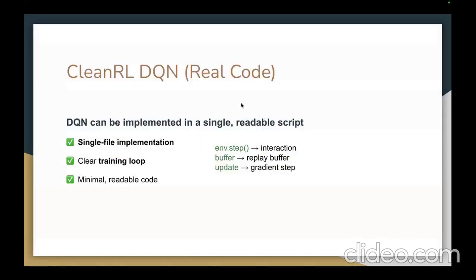This can be implemented in CleanRL DQN, and all of you can demo it after this presentation. CleanRL has a very nice single-file implementation and a clear training loop. There are many important functions: for example, env.step takes the action, buffer is the replay buffer, and update is the gradient step.